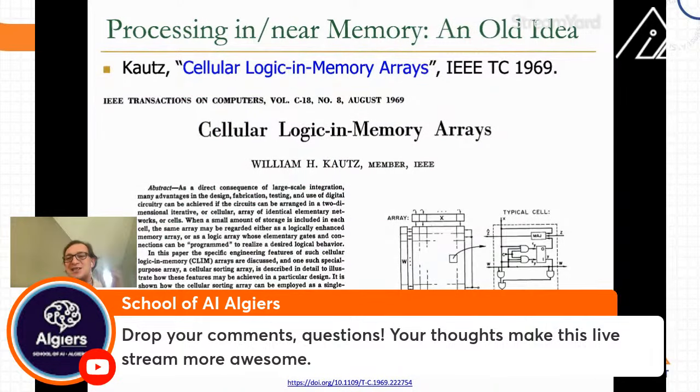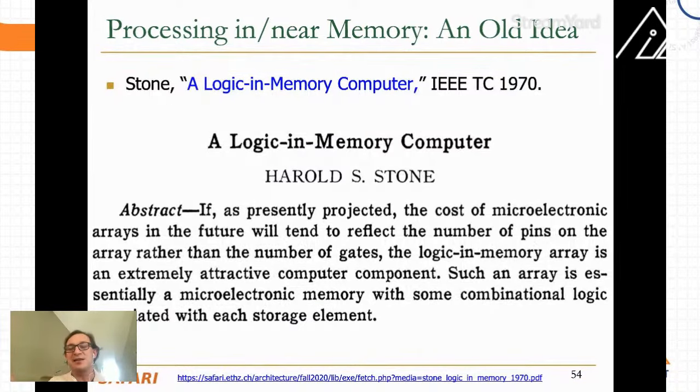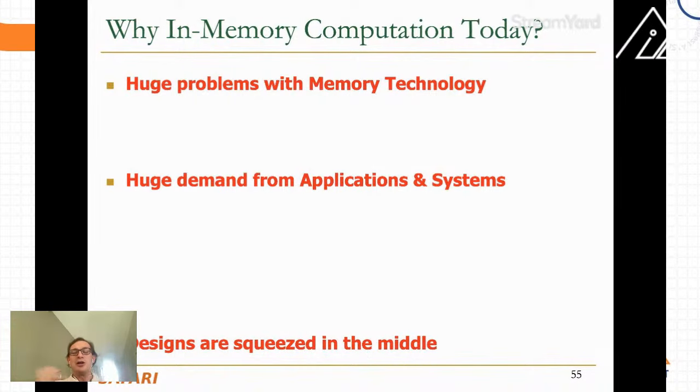Now, this is not a new idea, especially processing near memory is not a new idea. These are some of the earliest papers that I could find on the topic. And if you happen to know some earlier papers, please let me know. People have called it logic in memory in the past. We're going to call it processing in memory, not that different. And this is another paper that I would encourage people to read. So people have looked at this for a long time, as you can see.